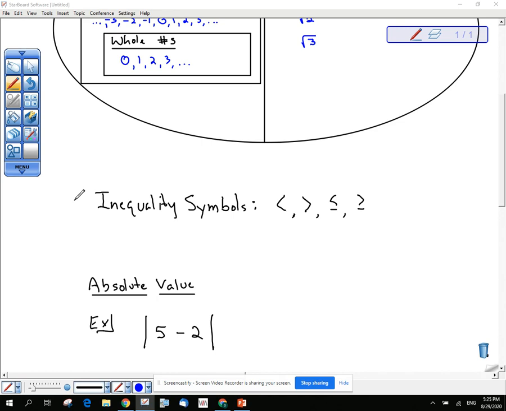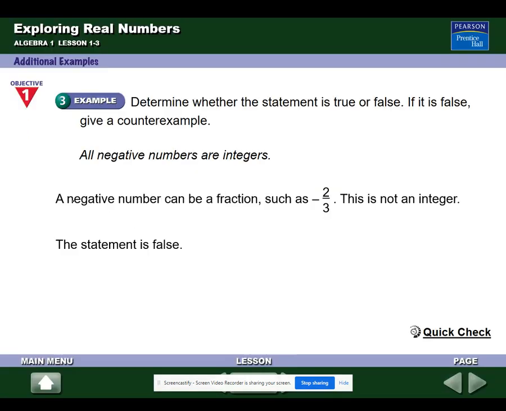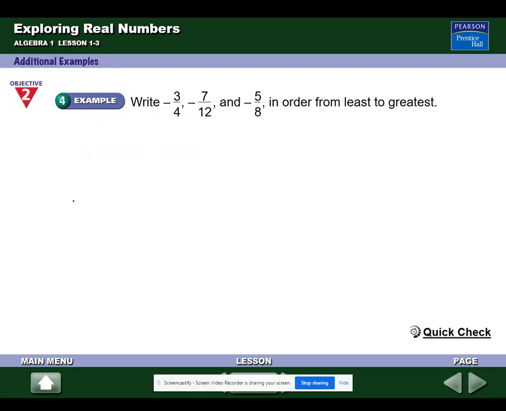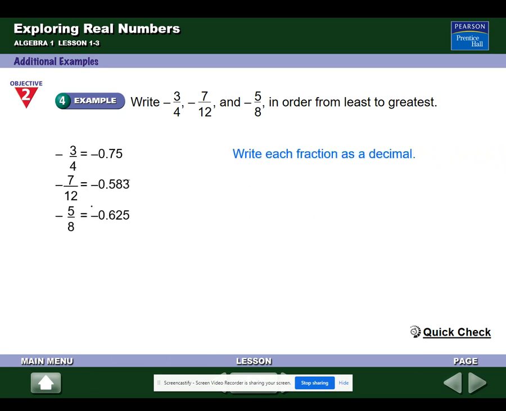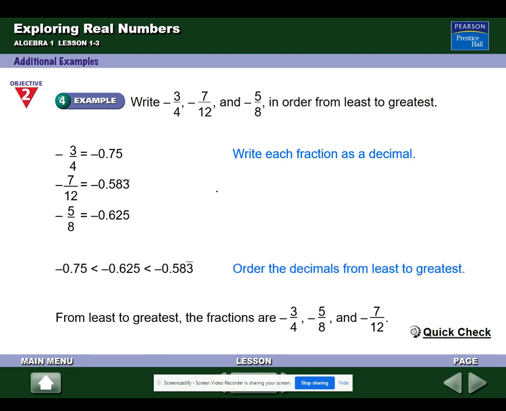And then, another example. It says to write these fractions in order. Now you do have the use of a calculator, and you could turn these into decimals, and you'll see their work as they do this. That's exactly what they do. And then it's a lot easier to just look and see which one is the smallest to the largest. It says from least to greatest, right? So your smallest one would be the negative 0.75. So as they list them in order, negative 3/4 would be first, and you can probably get it from there.